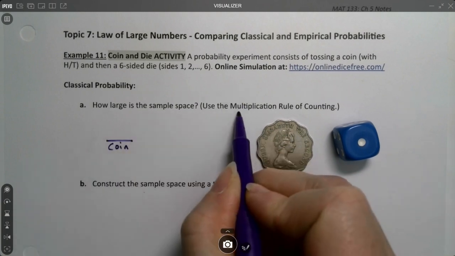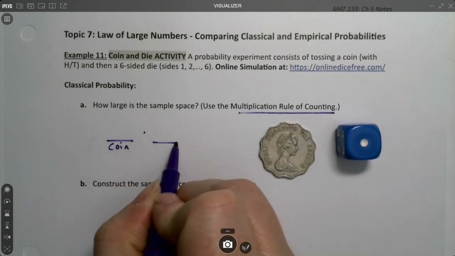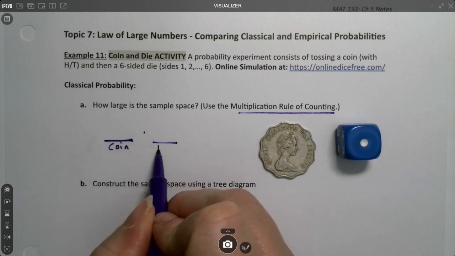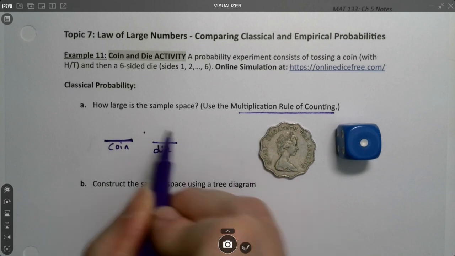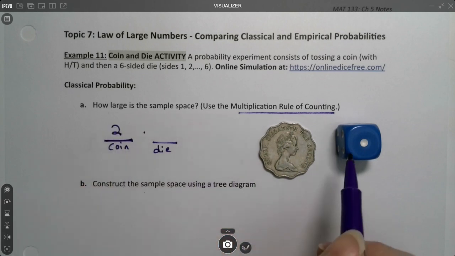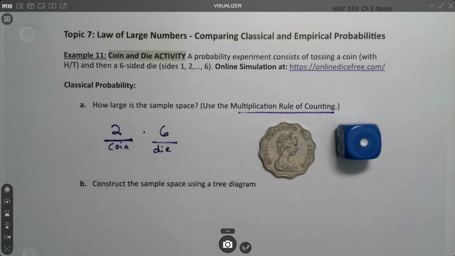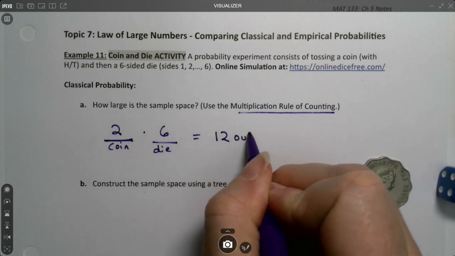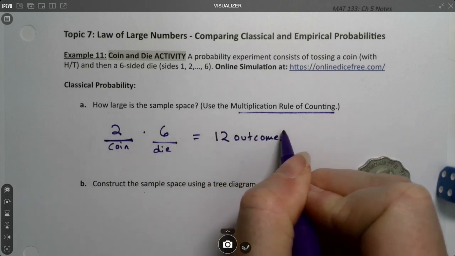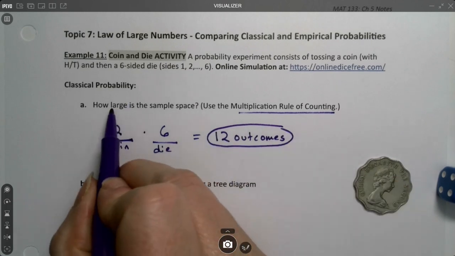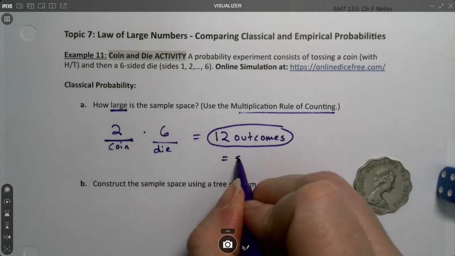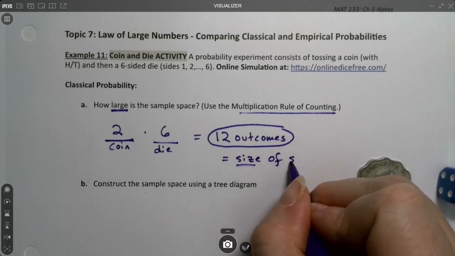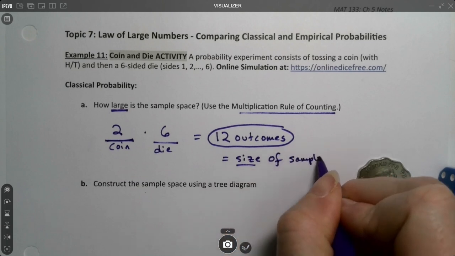let's use that multiplication rule of counting here. So I always like to give little slots. So there's a coin slot and there's a die slot. The coin has 2 outcomes and the die has 6 outcomes. 2 times 6 makes 12. So there's 12 outcomes. That is the size of the sample space, which is what was being asked. When they say how large is it, that's what they want to know. Not what is the sample space, but that's coming.